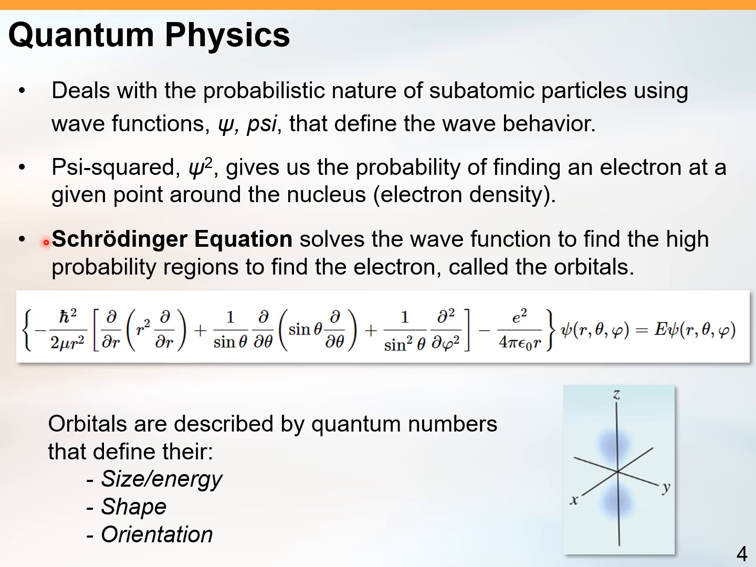The wave function is solved by the Schrödinger equation. The solution to the Schrödinger equation are the quantum numbers, which describe orbitals, which are regions of high probability of finding an electron. Orbitals are defined by their size, shape, and orientation. For example, an orbital is shown here by a region of blue shade. That means it is more likely to find the electron within that blue shade. The general shape of this orbital is a dumbbell shape, and it is oriented along the z-axis.